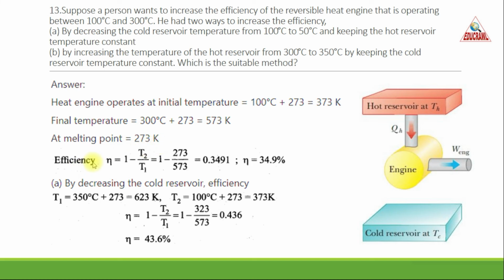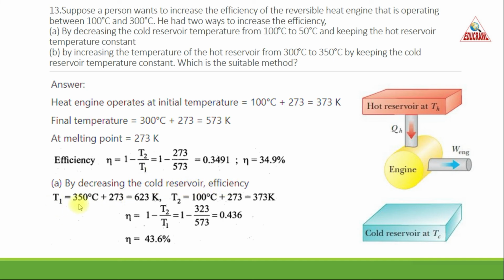So the efficiency formula is eta is equal to 1 minus T2 by T1. Substituting the values, you get 1 minus 373 divided by 573, which is equal to 0.3491. So the efficiency is equal to 34.9%. Now first we are going to decrease the cold reservoir temperature and we will find the efficiency.